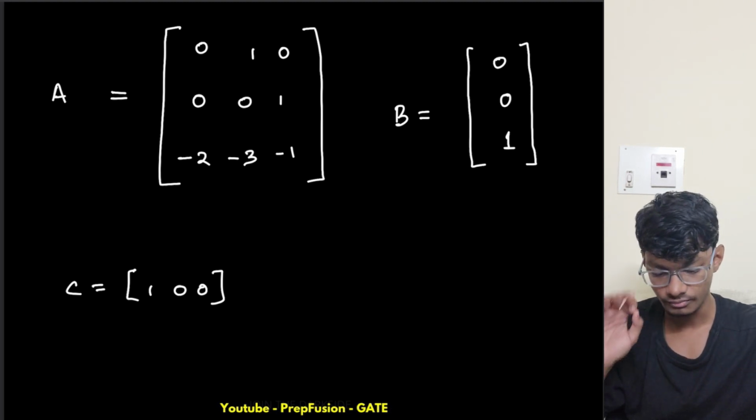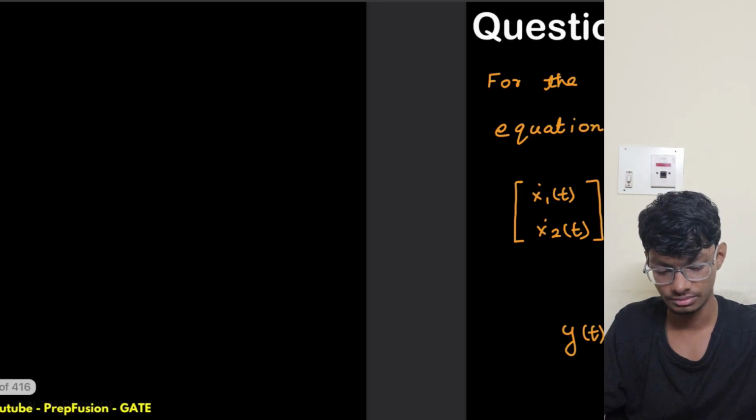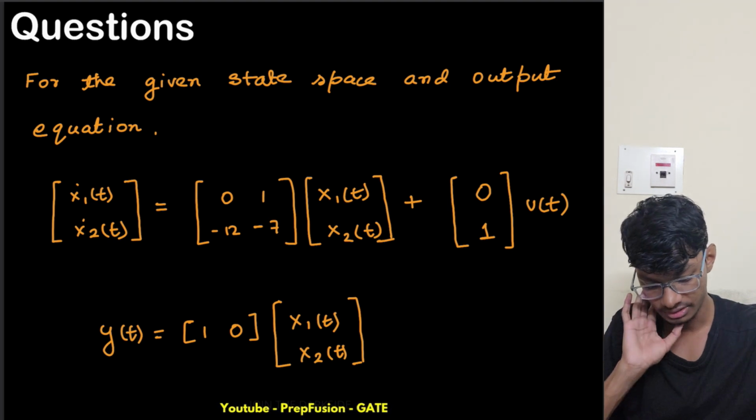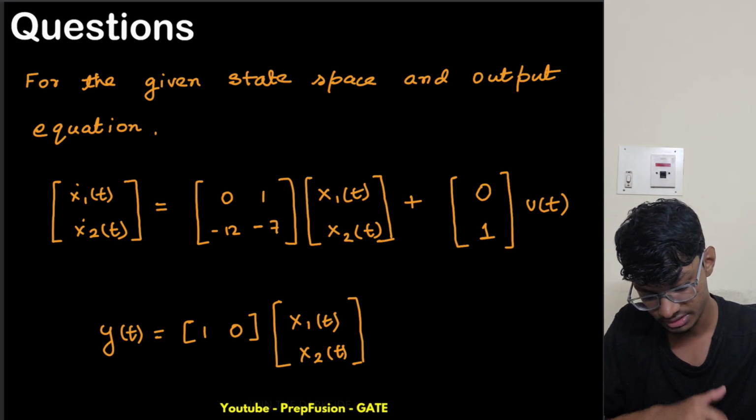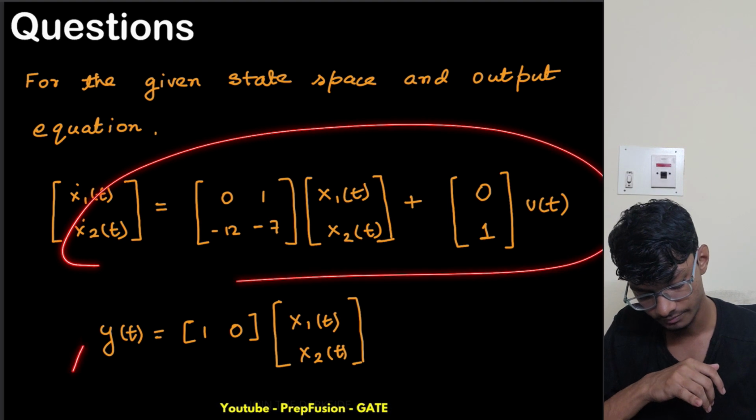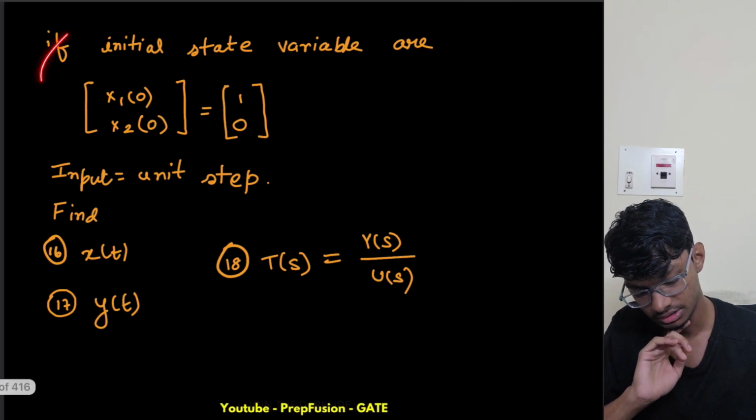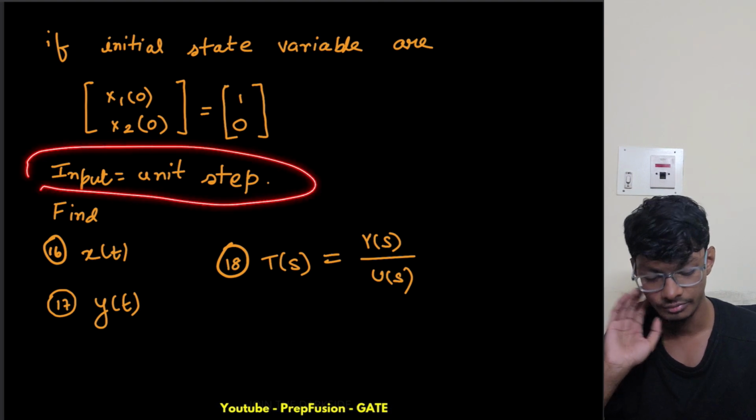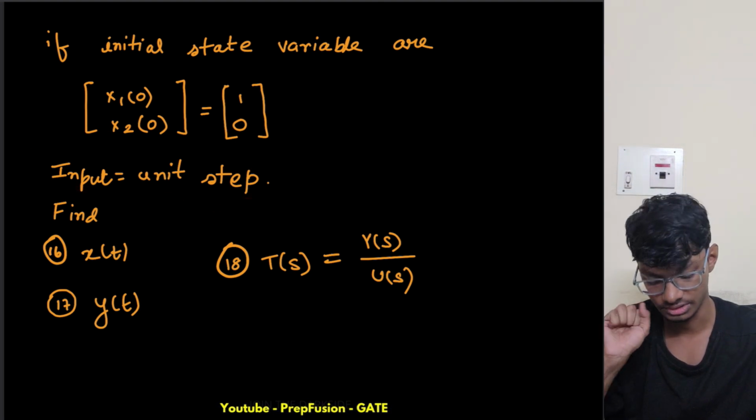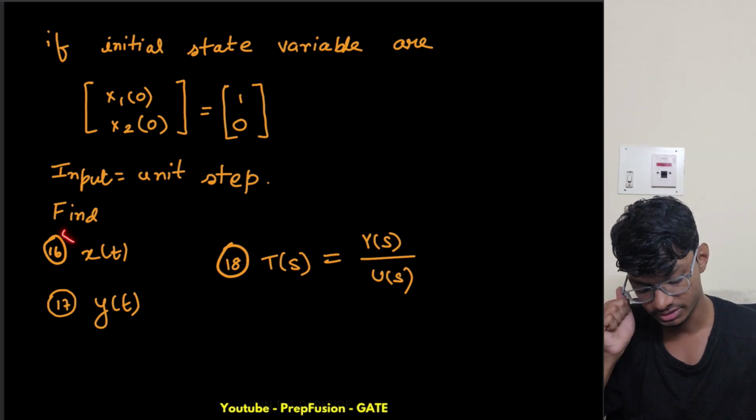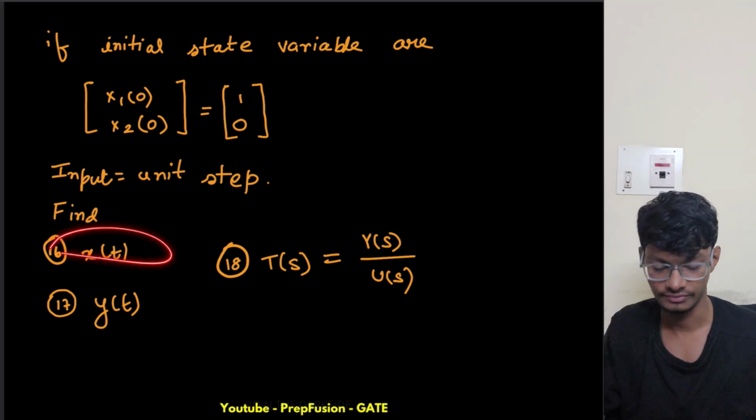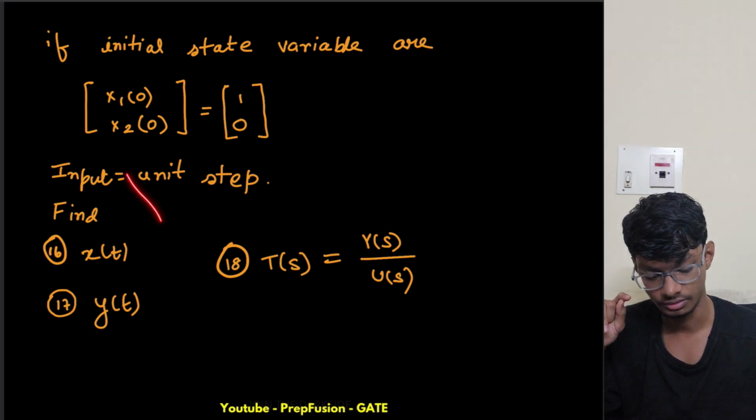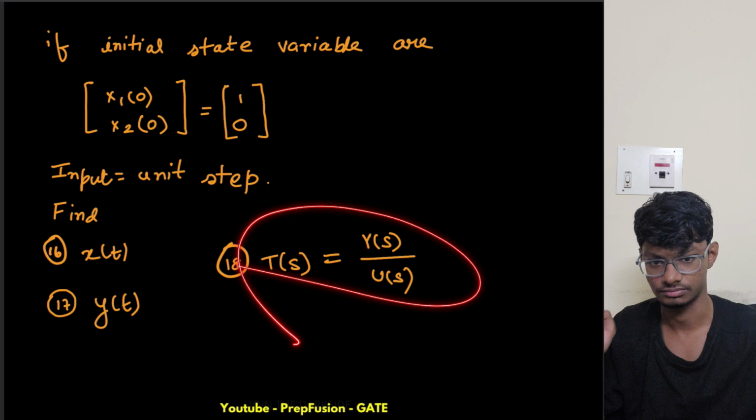So yeah, let's solve another question. This time the difference is we have to find the transfer function. Now we have been given the state space equation and the output equation also. The initial values are also given. The input is a unit step function basically. So we have to find x of t, the state variable with respect to time. We have to find the output y of t for a unit step input. Also we have to find the transfer function.